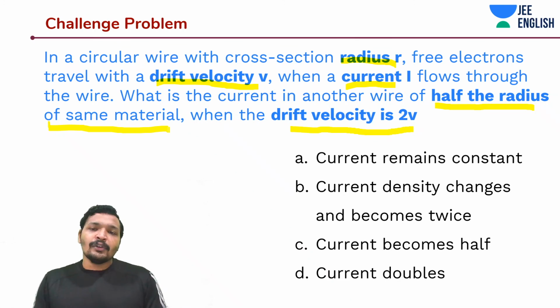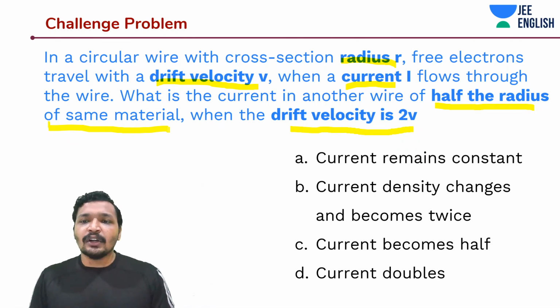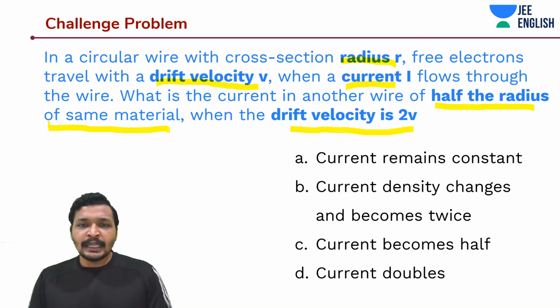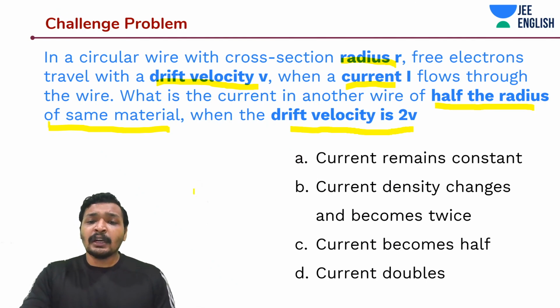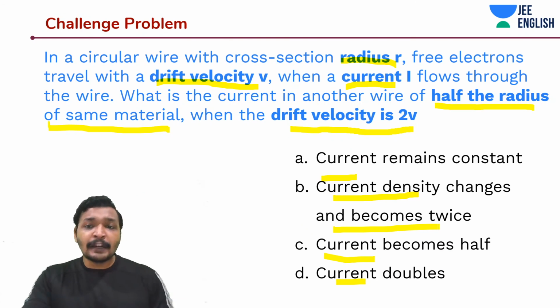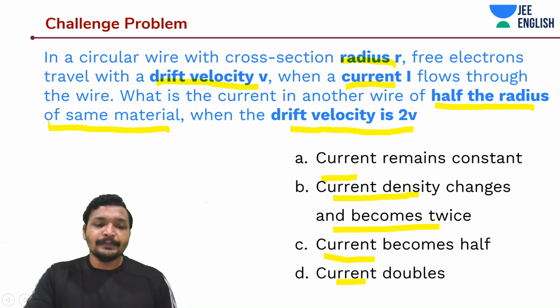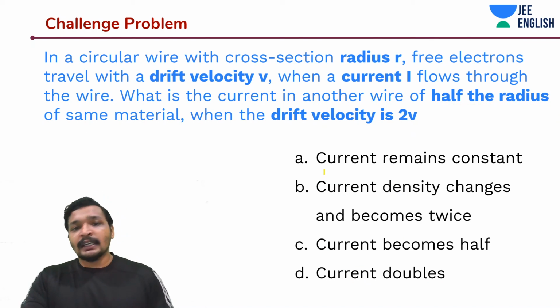Let's say I have half the radius, that means the area has gone down to 1/4. It's a cylindrical, circular wire, which means the area has become 1/4. What about current density? We are specifically talking about current and current density in this case. Current density becomes twice. That's true, right? The drift velocity has doubled, that means current density should also double. Current remaining constant is not possible.